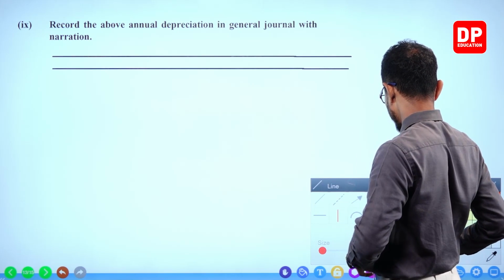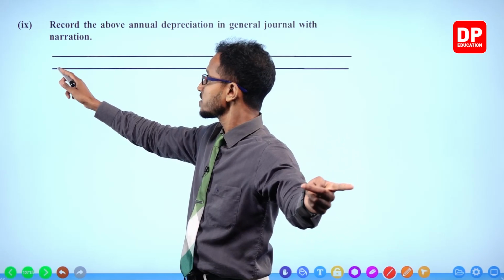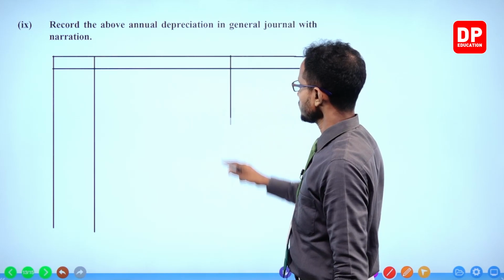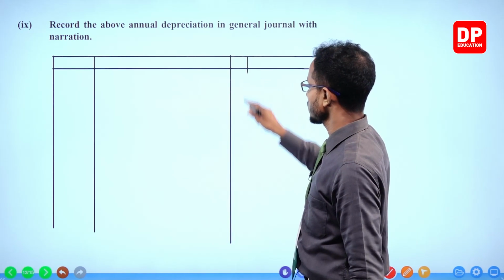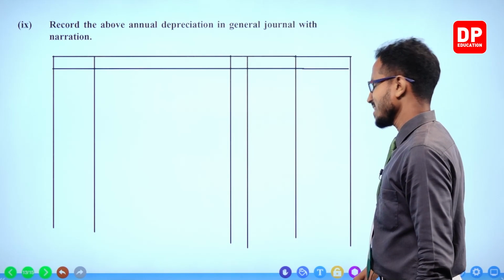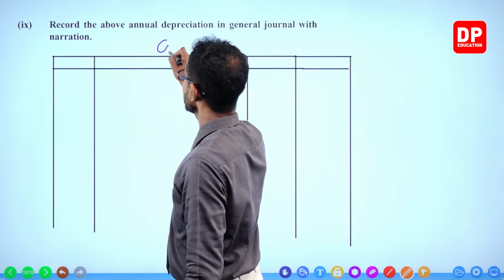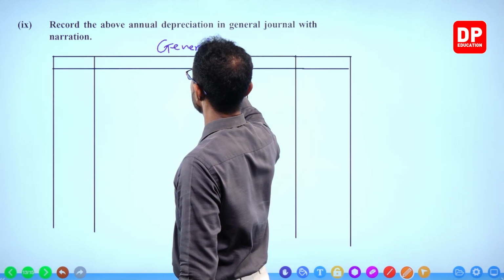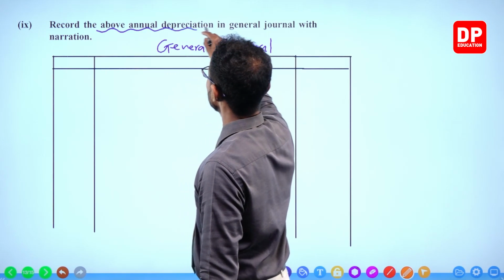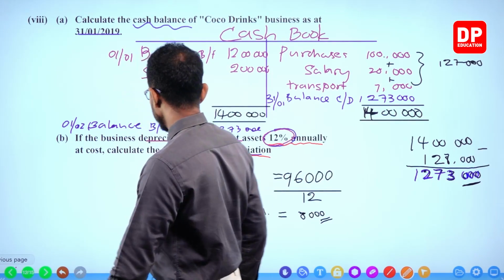Okay, you tell me the columns in the general journal. Date, description, debit and credit. That's it. Simple format. The general journal. What do we have to record? Above annual depreciation in general journal.